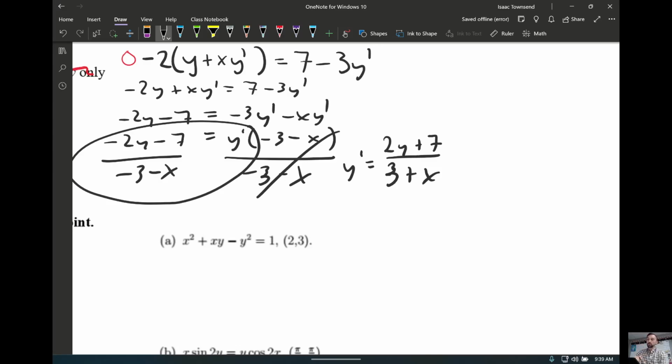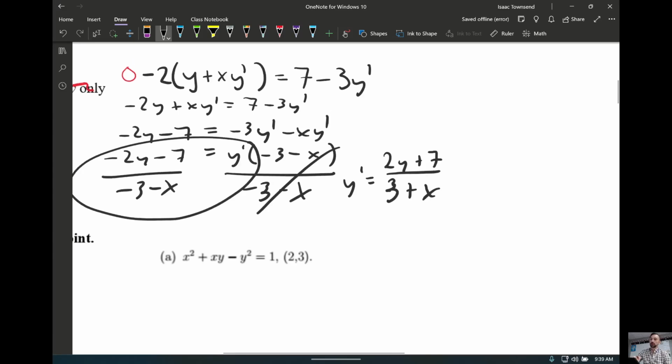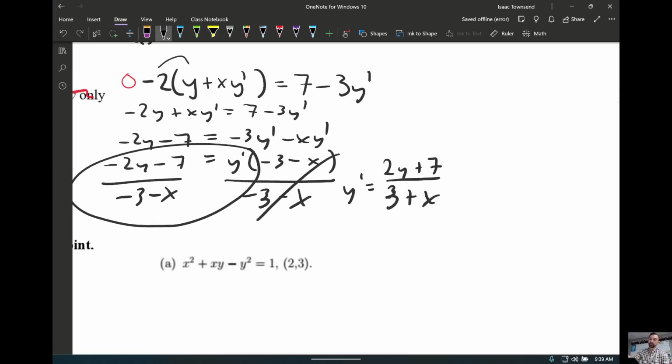Wouldn't you distribute the -2 to x, y prime? Yes, I should have. I'm sorry, this should have been distributed. So this should be a -2. So this would be a +2, which means this was a +2x, and now it would be a -2x.